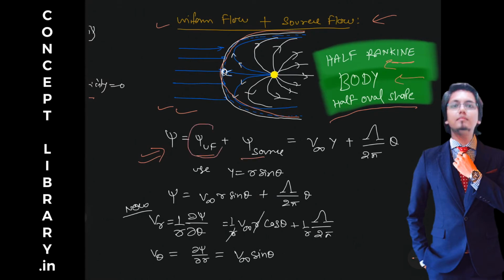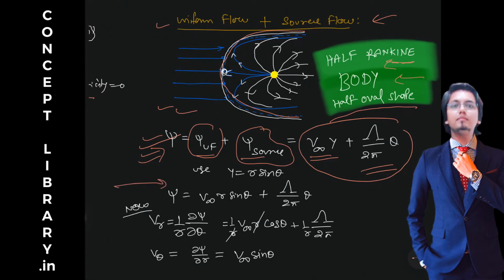Psi for uniform flow we already know, that is v infinity y. Psi for source, just now we got this much function of theta, and after adding both we got psi for the resultant flow. Now what is important here is the equation of psi we got. Now you can find out vr by using this well known formula, so you will get this as your answer, and then you can find v theta, which is this.